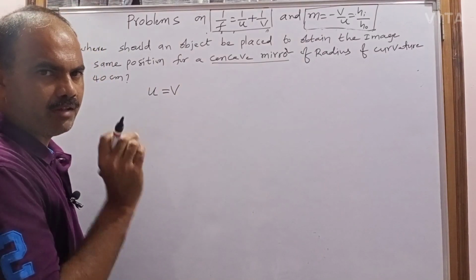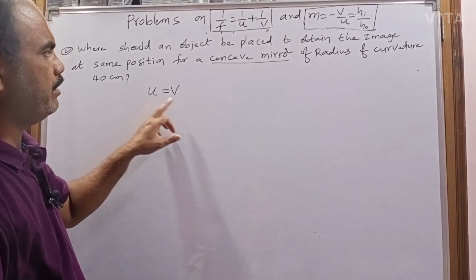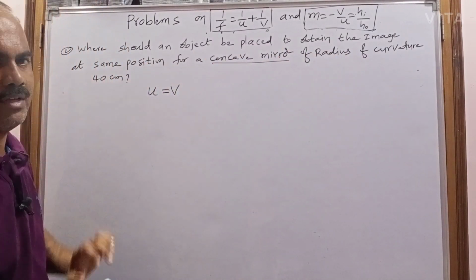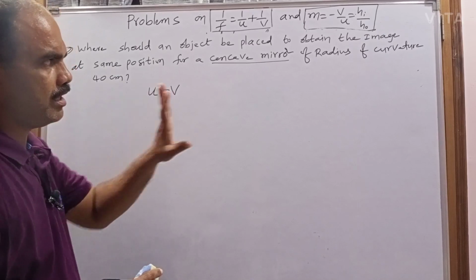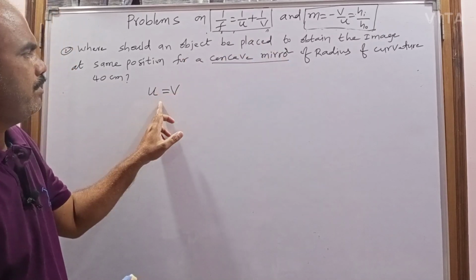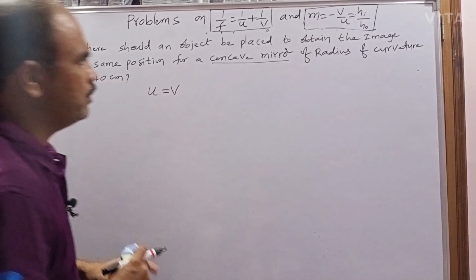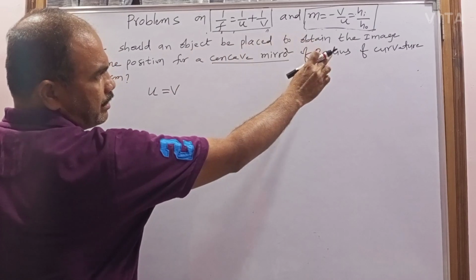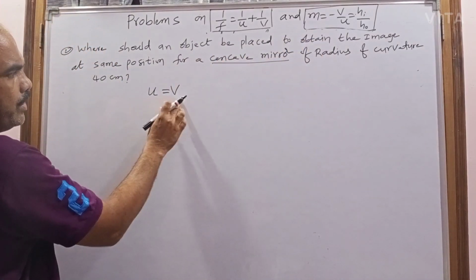So now if we solve the problem, what values do we have to get for U and V? That is exactly at C. C means, already given, radius of curvature 40 centimeter, that we have to solve. And when we solve the problem, we have to get 40 for U and V. We have to check. But in the problem what is given? The object is to be placed where, so that the image is formed at the same position? And what is given? U equal to V.